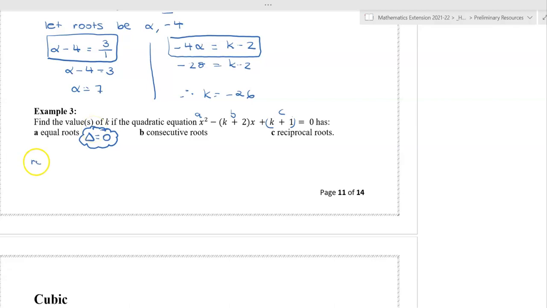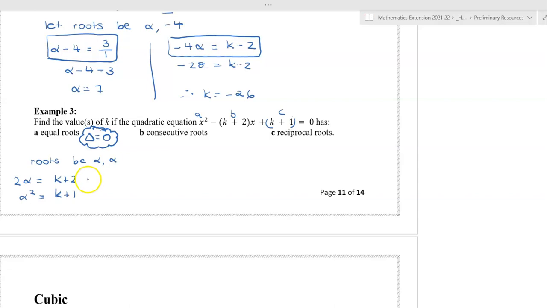So we're going to let the roots be alpha and alpha because they're equal, and so I know the sum of the roots, alpha plus alpha, or 2 alpha, should equal -b on a, so k plus 2. And the product of roots, alpha squared, equals c on a, k plus 1. And now I need to find k. So I can find alpha and go back and find k. I think that will be one way to do it.